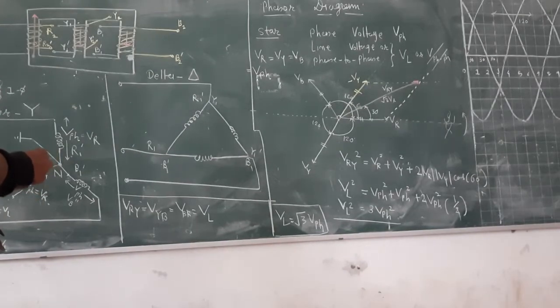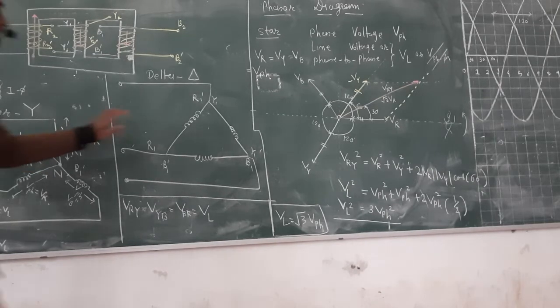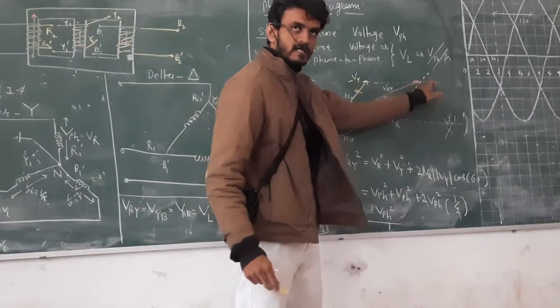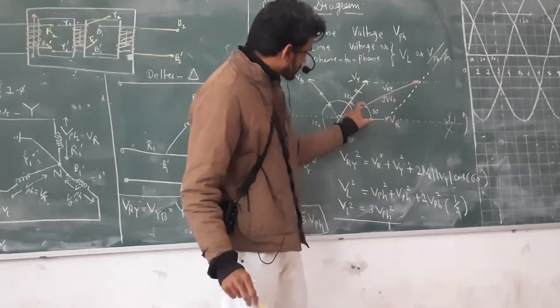And from this I can check that line voltage, if I apply the voltage between line to line, the line voltage is leading the respective phase voltage by 30 degrees. Line voltage RY is leading the phase voltage VR by 30 degrees.